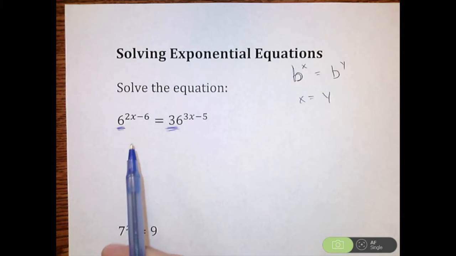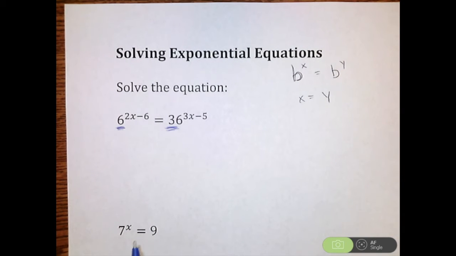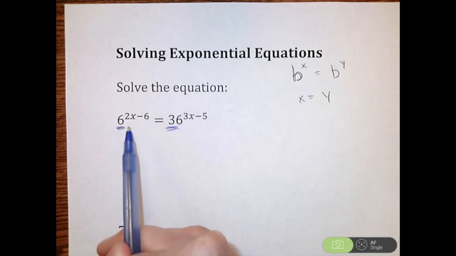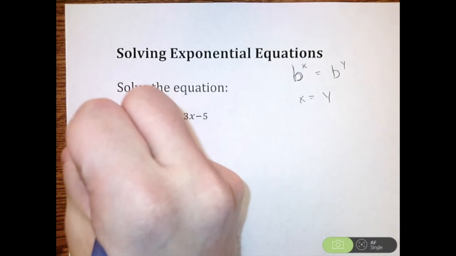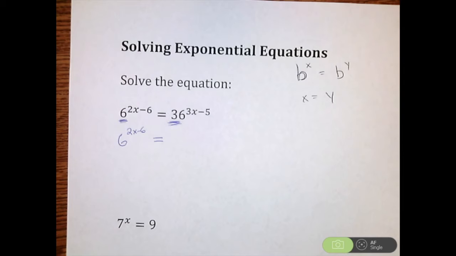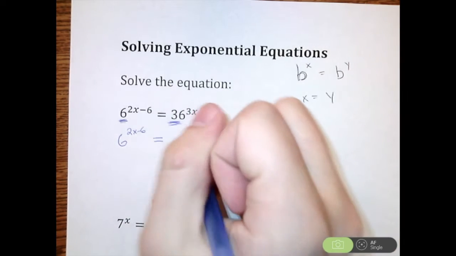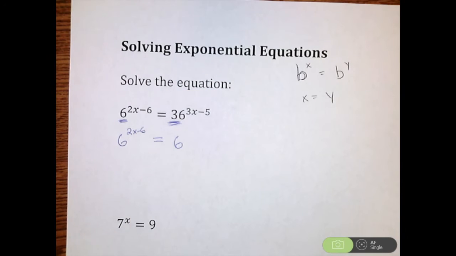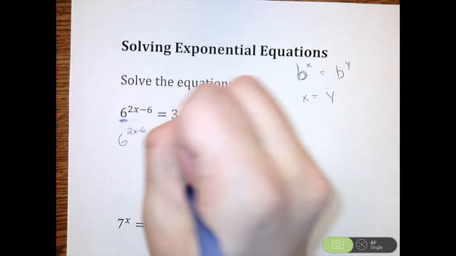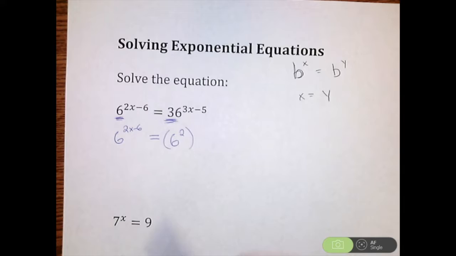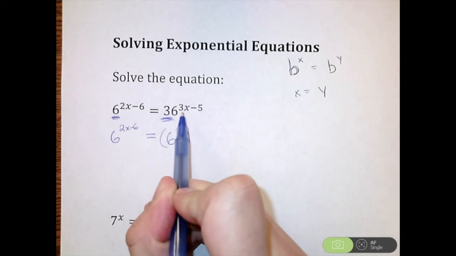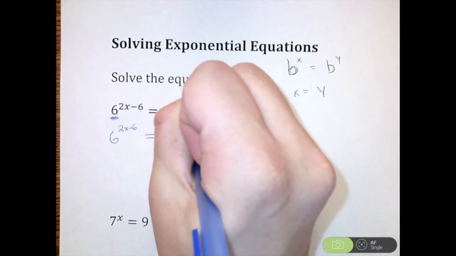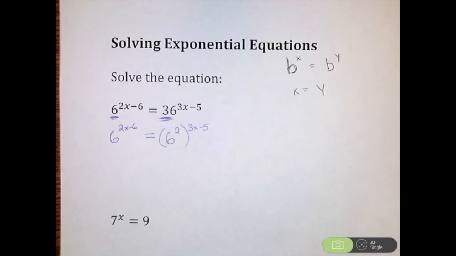So what I would like to do is rewrite one or both of these so that they have the same base. If this is a base of 6, what if I rewrite this 36 so it has a base of 6? The left side I'm going to leave alone. It's going to be 6 raised to the 2x minus 6. The right side, I'm going to rewrite 36 so it is also with a base of 6. But I have to think, 6 to what power would give me 36? Well, 2. So 6 squared will give me 36. Notice how this is now base 6, that's base 6. One thing I still need there is this 3x minus 5 as an exponent. It does not go away. It is still there.